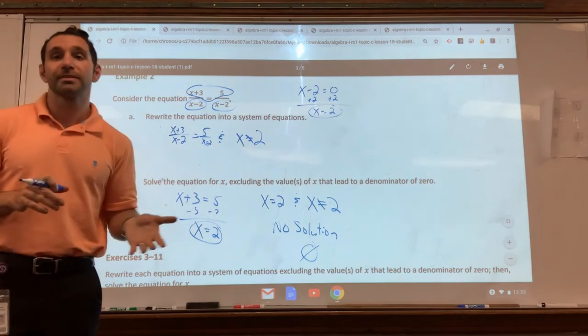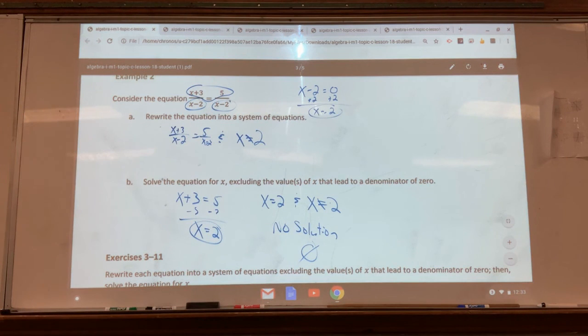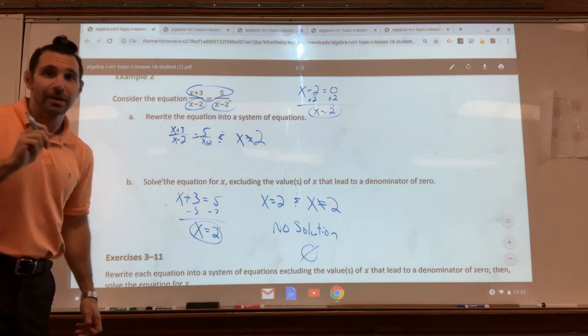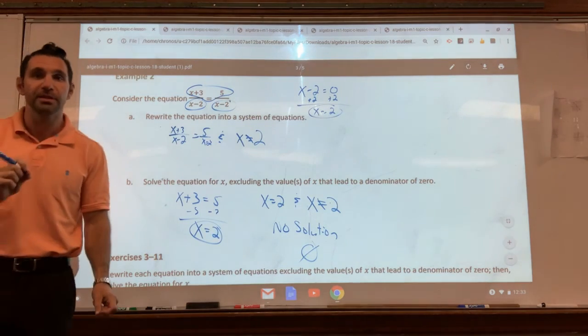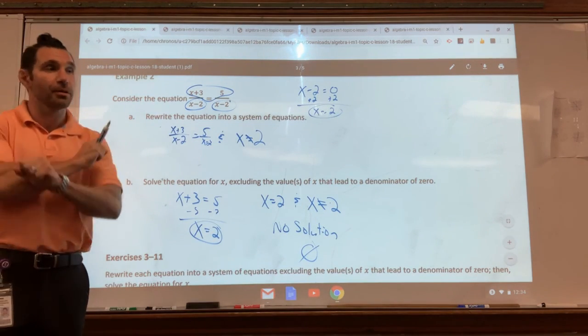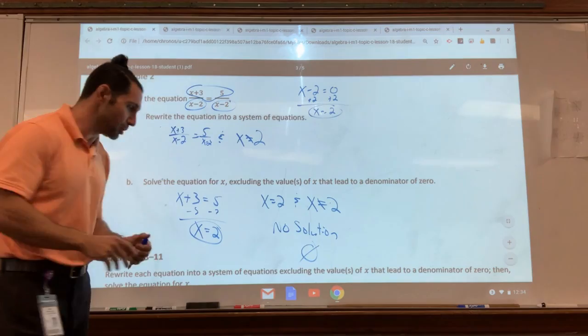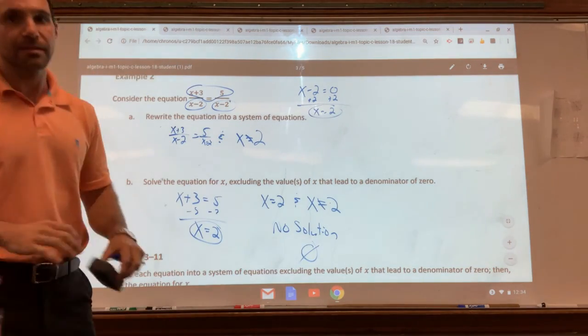So we're going to do more of these in class. The key concept for this whole lesson, lesson 18, is to make sure that the denominator cannot and will not be 0. If the denominator is 0, we're done. It's not good. Next lesson. Let's go.